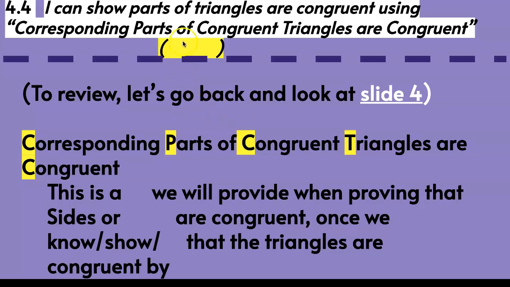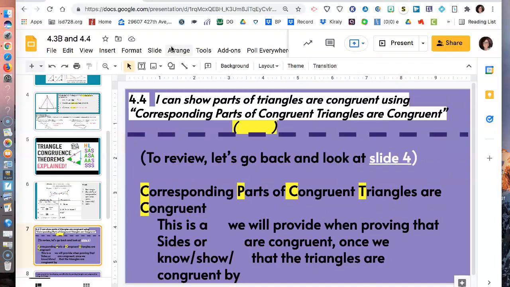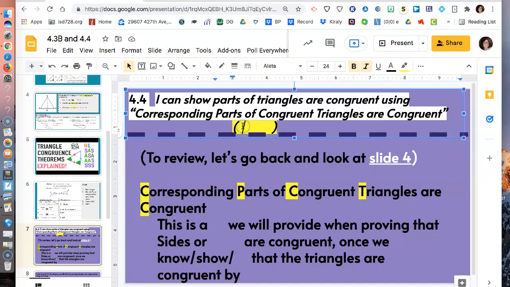But today we're going to be showing that parts of triangles are congruent using what's called corresponding parts of congruent triangles are congruent. Well, I certainly don't want to write that a bunch of times. So we're going to call it CPCTC with that southern accent I was talking to you about. We could also call it Sai Pai Sai Tai Sai. But let's not do that. Just CPCTC. Corresponding parts of congruent triangles are congruent.